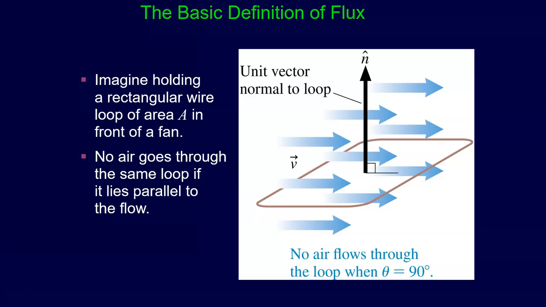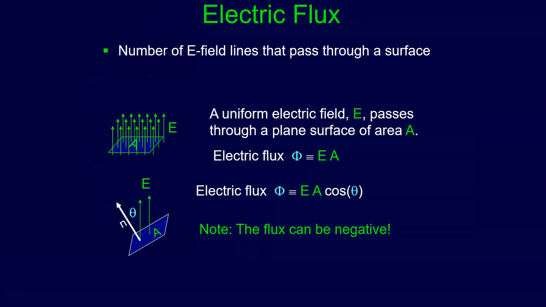If the electric field is sort of passing to the side of it, like in this picture, we're going to have 0 electric flux. And so the way we can define electric flux is it's the number of E-field lines that pass through a surface. And so you look at this picture here, there's a bunch of E-field lines and some surface with area A.